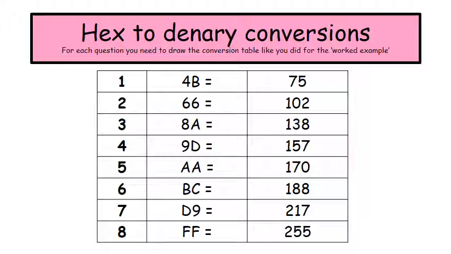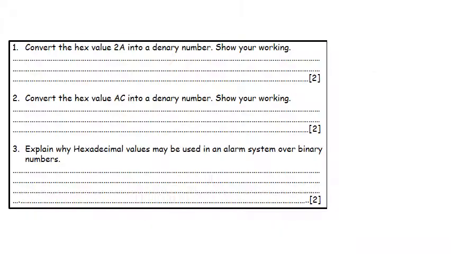So please tick or cross depending on if you got it right or wrong. Right, and to finish off, some exam questions as we always do. So just write exam questions and underline it please. And then you've got question 1 and 2, they are both conversion. So convert the hex value 2A into a denary number, and then convert the hex value AC into a denary number. And then number 3, explain why hexadecimal values may be used in an alarm system over binary numbers.